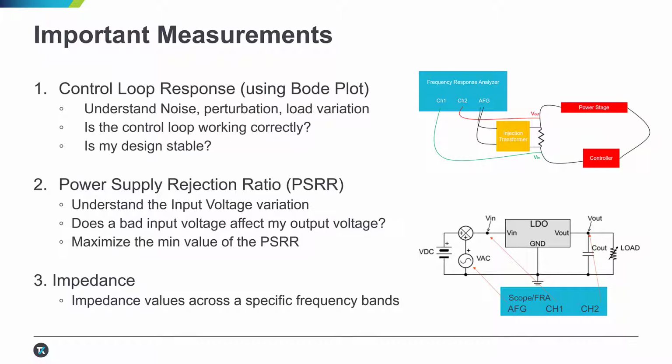We know what the expected rejection result should look like. And so we're measuring how well the power supply does in rejecting the input sinusoidal wave. And then finally is impedance.